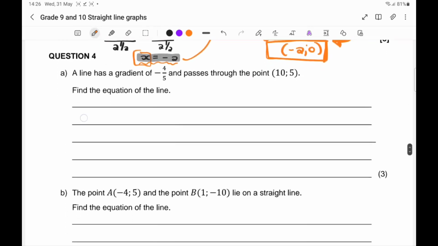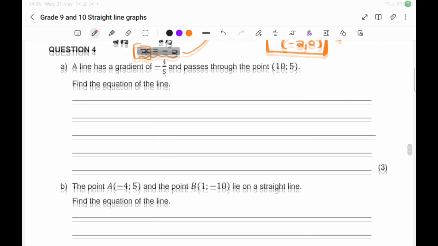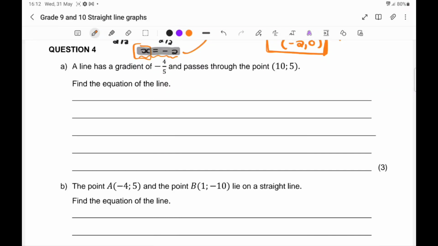Okay, then let's quickly look at question 4. Right, let's look at these type questions. Question 4, a line has a gradient of -4 and passes through a point. So again, we're going to start with our cookie cutter. Y is equal to mx plus c. And they tell you the gradient is -4.5. So I'm going to replace the m with -4.5x plus c.